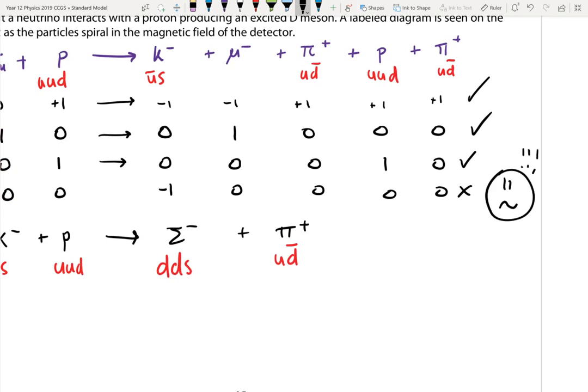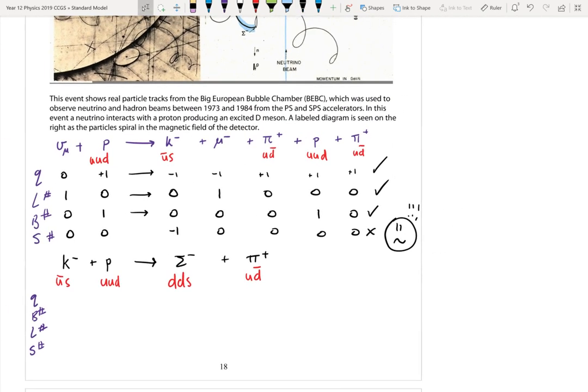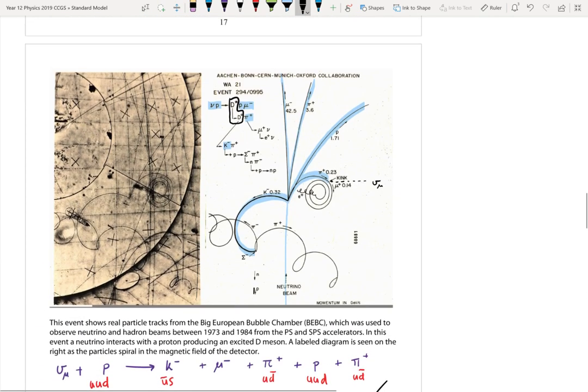Wait, why is that minus 1? Because strange quarks have a strange number of minus 1. Then what is an anti-strange number? Plus 1. It's all in the table on page 8. Why does it make strange numbers minus 1?